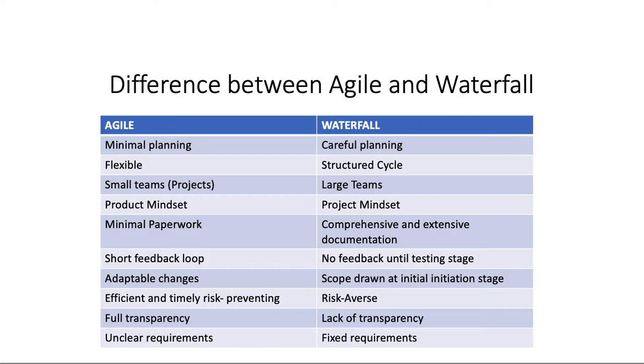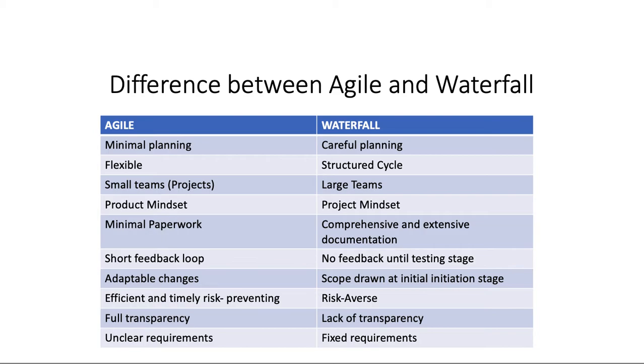Also, it's efficient and timely risk preventing. However, on the Waterfall side, it's more risk averse. There's a lot more transparency in Agile because you know what you're doing and what you're expecting. However, on the Waterfall side, there's a lack of transparency because there's so much going on and it's so structured, loads of documentation. You won't really know until right at the end if it actually proceeds and works in your favor or not, or if the product is actually a lot more clear.